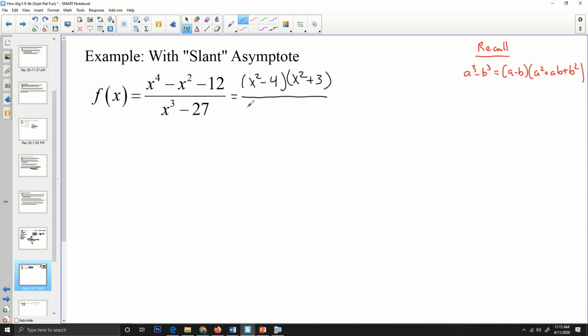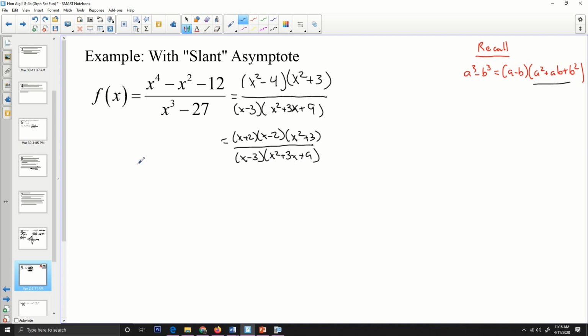So this thing is going to be x minus 3, and then x squared plus 3x plus 3 squared, which is 9. This thing is unfactorable because of the form, so that's the lowest I can do with that. Now the only other thing I can do here, as far as factoring goes, is x plus 2, x minus 2, and then x squared plus 3, and then I have my x minus 3, and I have my x squared plus 3x plus 9.